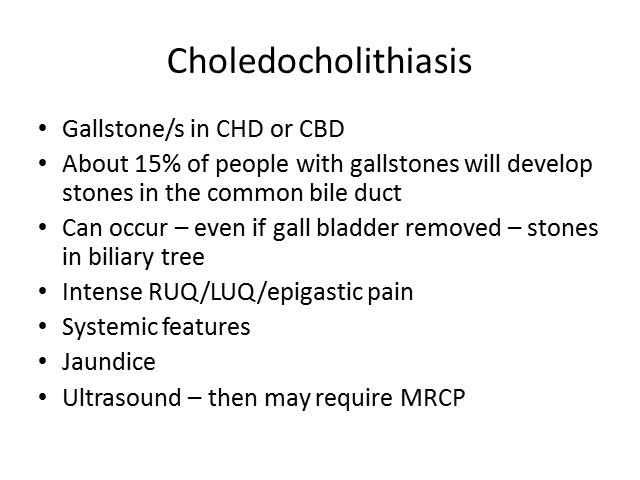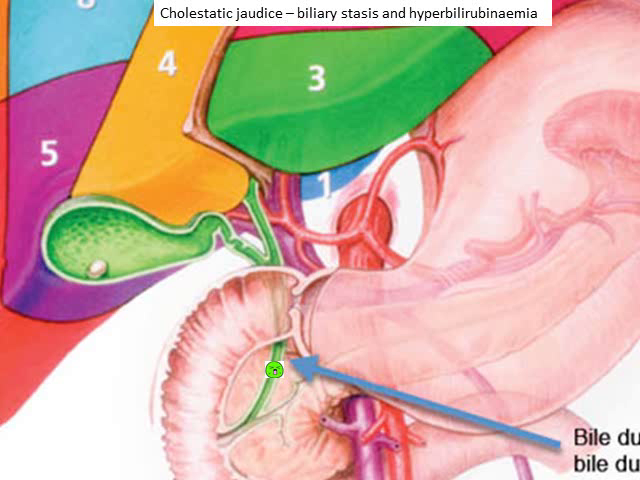Okay, so you get intense right upper quadrant pain, left upper quadrant pain as well sometimes, epigastric pain. Systemic features again, ultrasound them, they may require an MRCP. What's that? What's an MRCP? Cholangiopancreatography, yeah, perfect, good. Why do you think you'd need an MRCP?